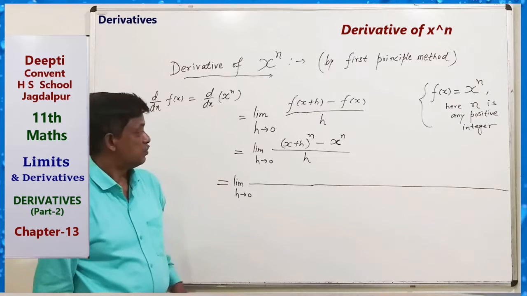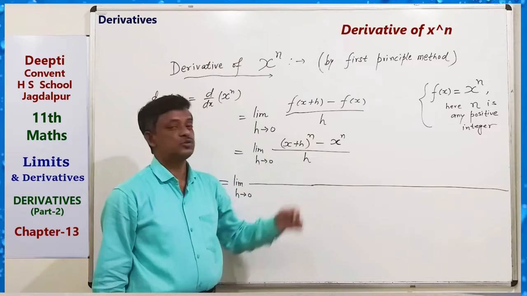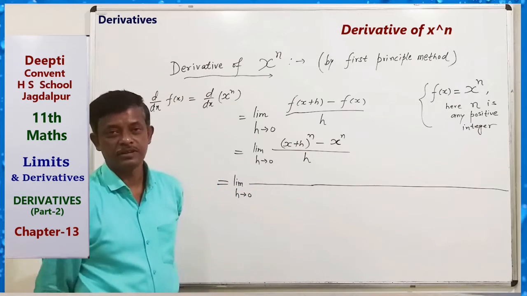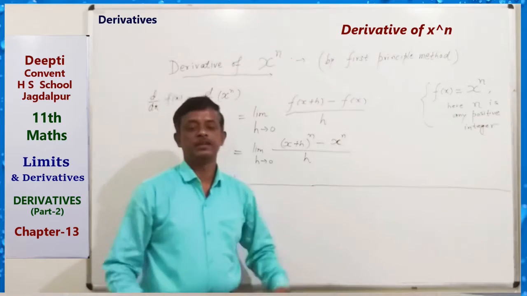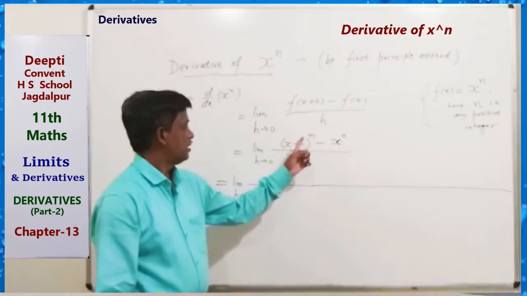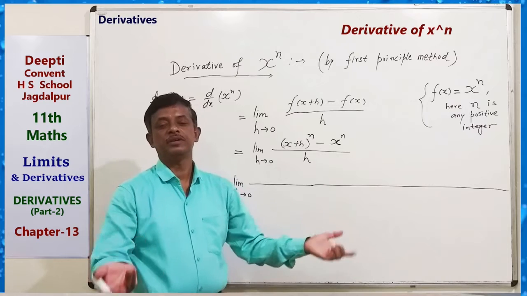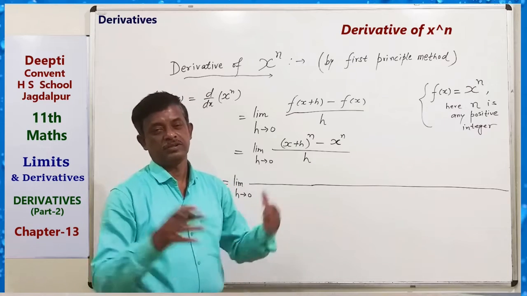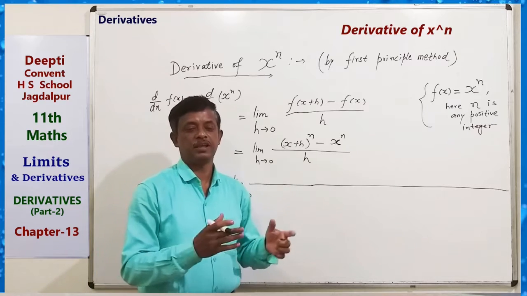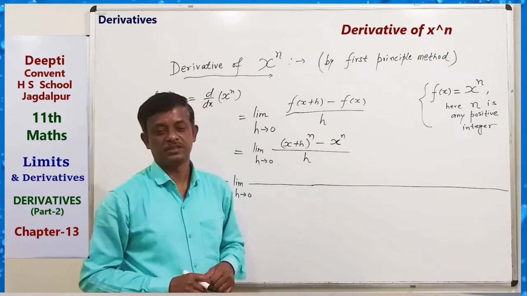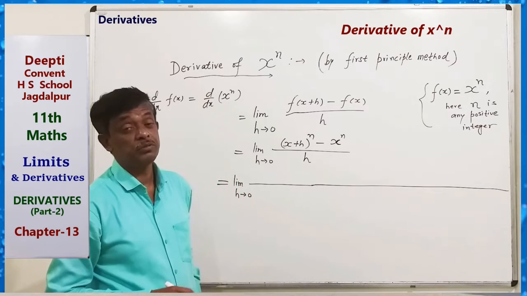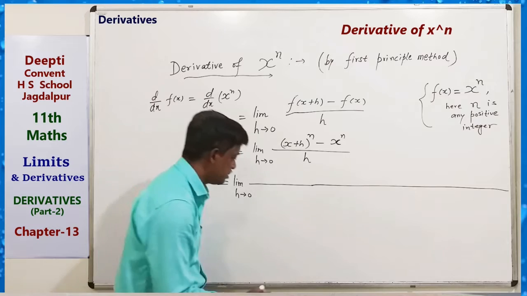Suppose here n equals 2, then (a plus b) whole square; n equals 3, then (a plus b) whole cube; n equals 4, then (a plus b) to the power 4 you can find by multiplying (a plus b) 4 times.